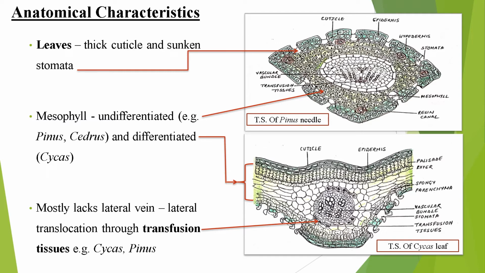Since leaves mostly lack lateral veins, therefore in gymnosperms leaves have special types of tissues or cells which are known as transfusion tissues that help in lateral translocation of materials.